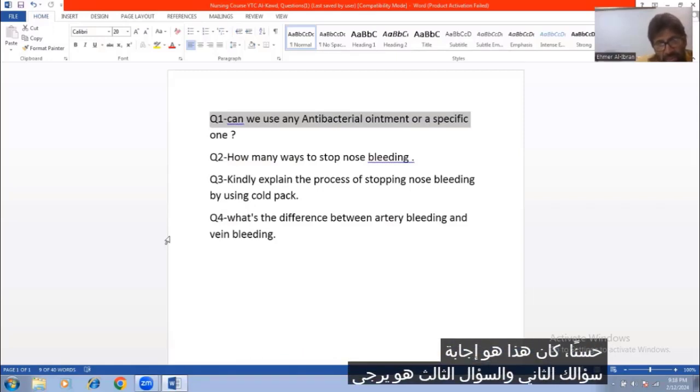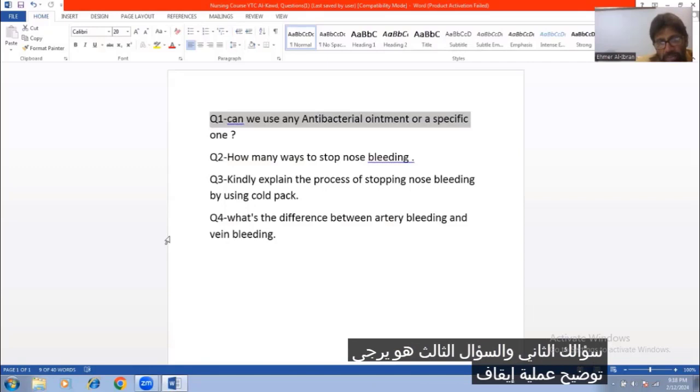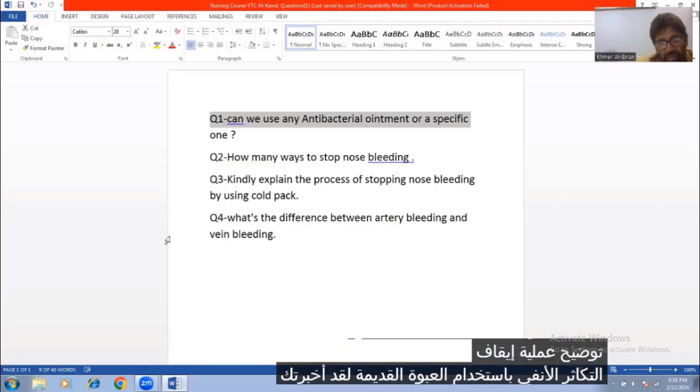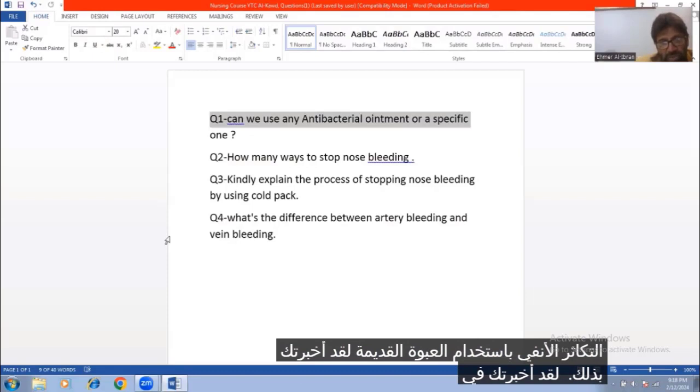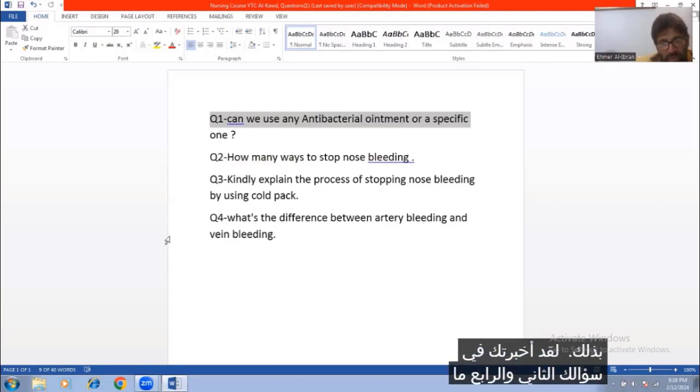And the third question is: kindly explain the process of stoppage of nasal bleeding by using a cold pack. I have told you this in your question 2. And the fourth: what is the difference between arterial bleeding and venous bleeding?